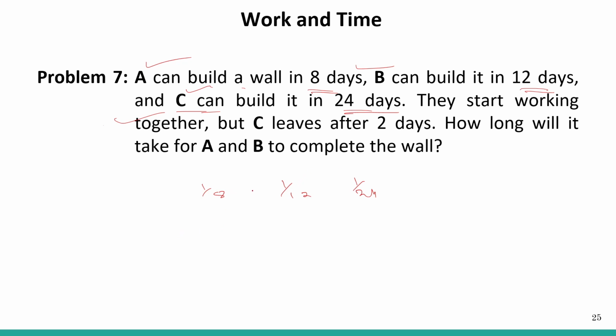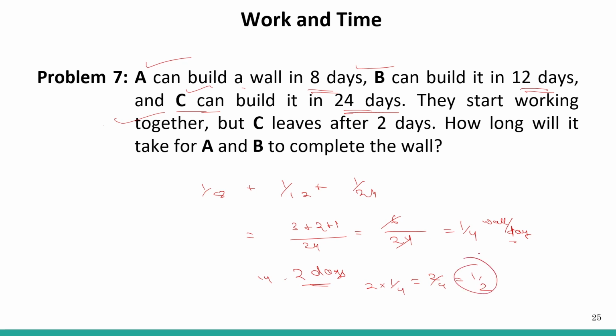So we start by calculating the combined work rate. It will be 3 plus 2 plus 1 over 24. So 5 plus 1 is equal to 6, so 6 by 24, that is 1 by 4. So 1 by 4 wall per day is the combined work rate. In 2 days, the fraction of work done will be 2 into 1 by 4, which is 2 by 4, equal to 1 by 2. So half of the wall is already built.